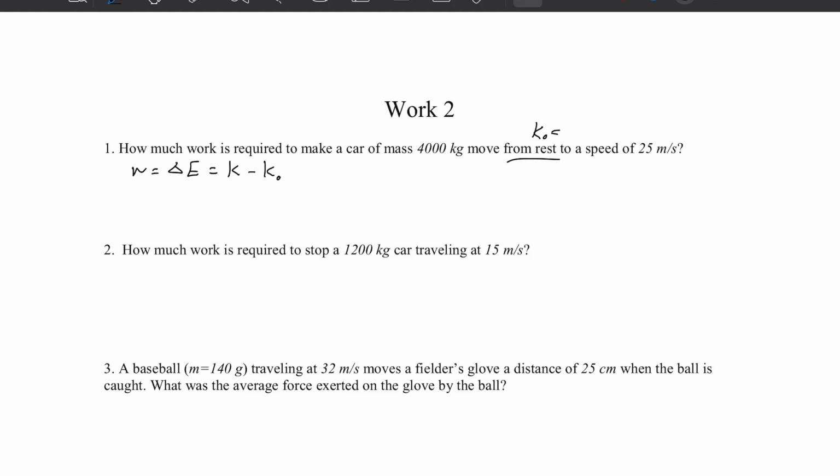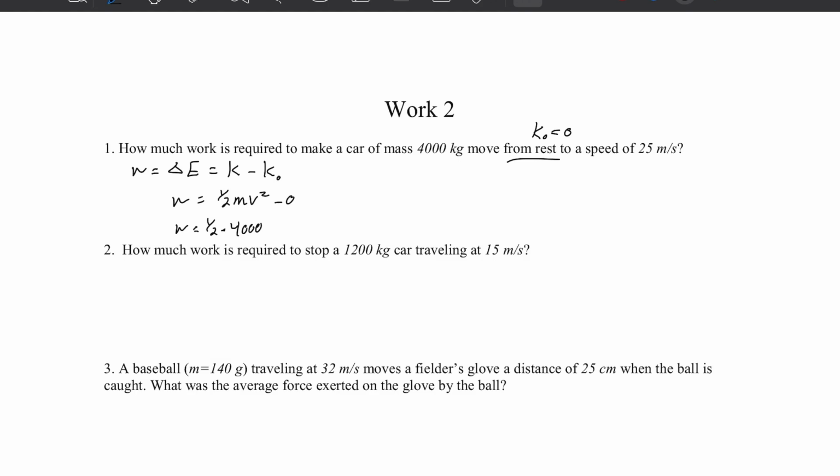You're going to speed up to a velocity of 25 meters per second. That means you're going to have kinetic energy. Work is going to be done to give you kinetic energy from no kinetic energy. We know work is force times displacement, but it's also change of energy. Here, change of kinetic energy, final minus initial.